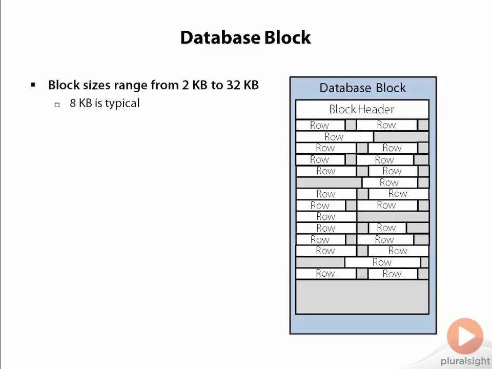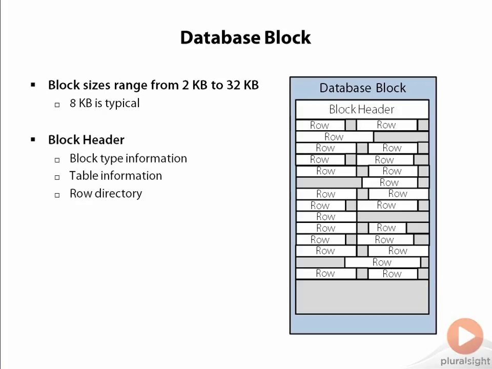When you think of a block, think of it as a container for data. A block can contain data for either a table or an index, but it is probably easiest to understand if you think of a block that contains table data as is shown here. Each block is going to have a block header, which is going to contain some administrative data about the block, like if this is a table or an index, what is the name of the object that the block contains data for, and a directory of rows contained in the block.